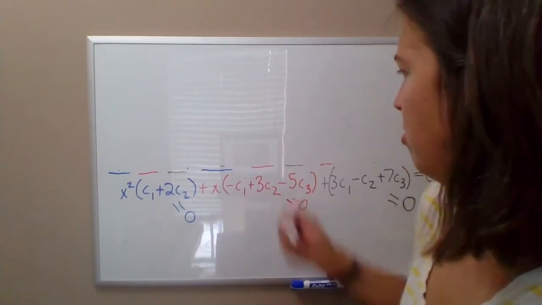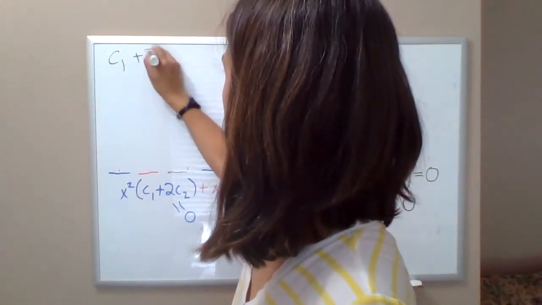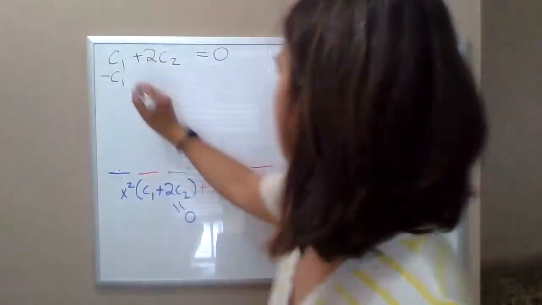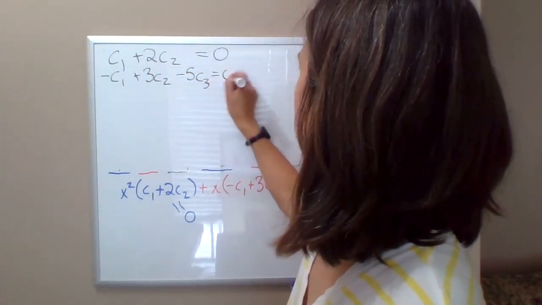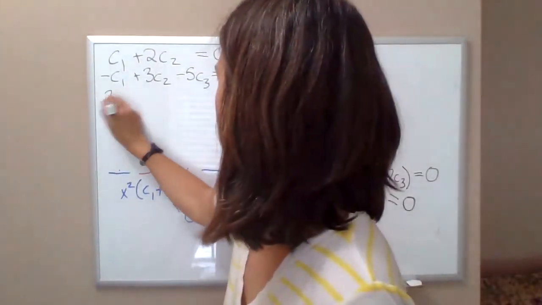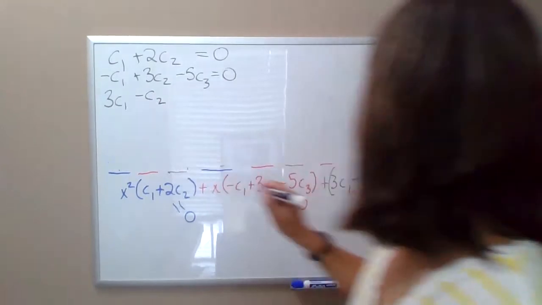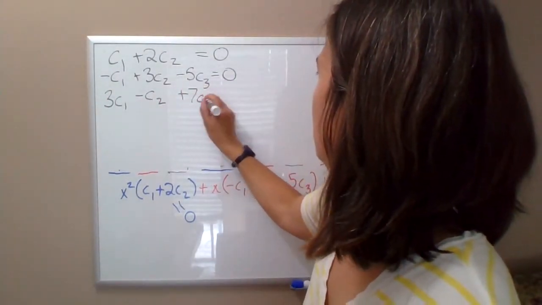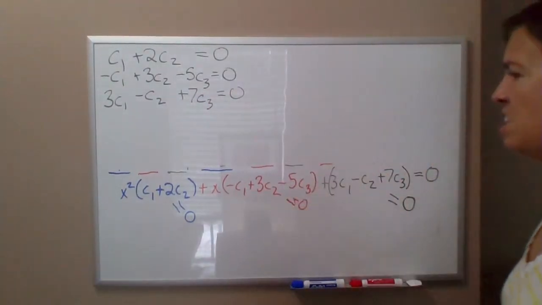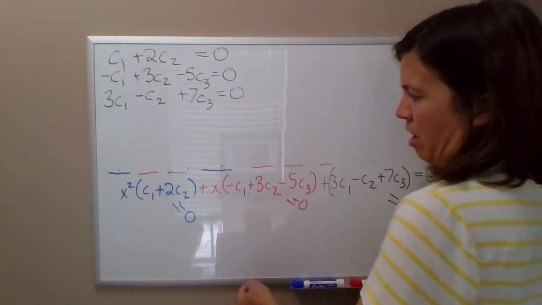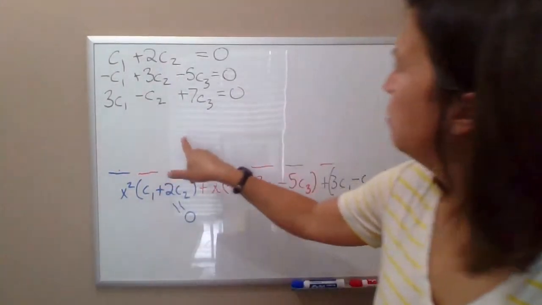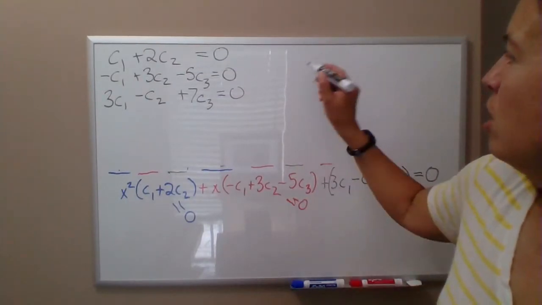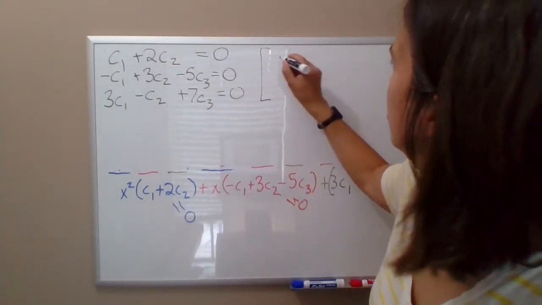So we have C1 plus 2C2 equals 0. And then this one, negative C1 plus 3C2 minus 5C3 equals 0. And then this one, 3C1 minus C2 plus 7C3 equals 0. Let me say that sometimes this system of equations is easiest to solve with some substitutions. But in this case, I'm just going to go for a matrix. So we've got a system of 3 linear equations with 3 unknowns. We can express this as an augmented matrix.